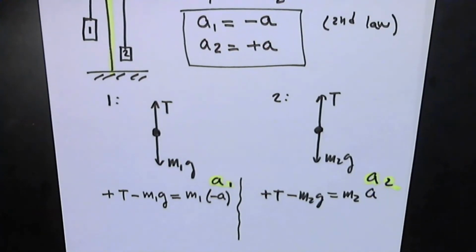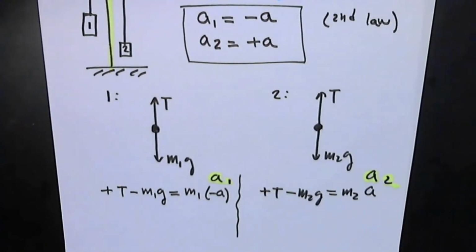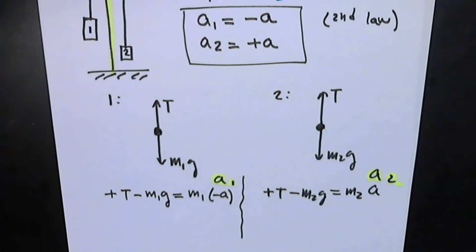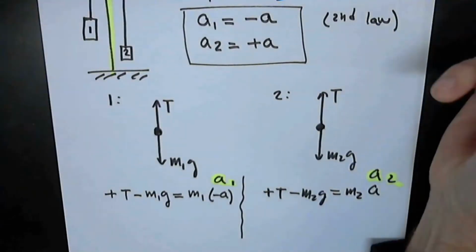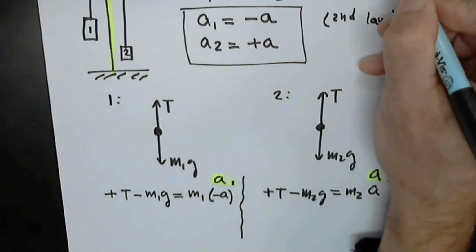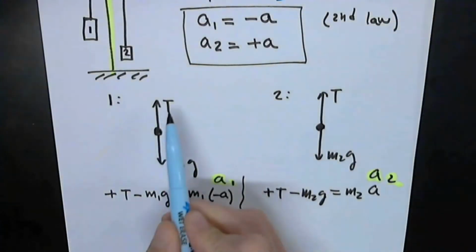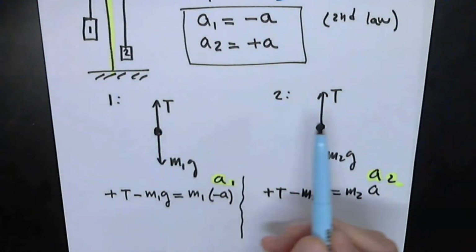Now, this is a system of two equations, two unknowns. We want to find the acceleration of each object, and the tension on the string. It is one string, that's why I didn't put T1 and T2.